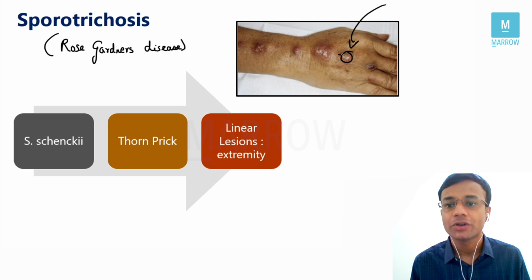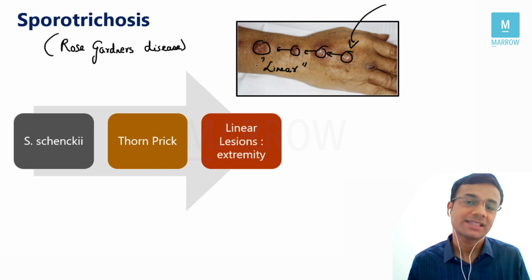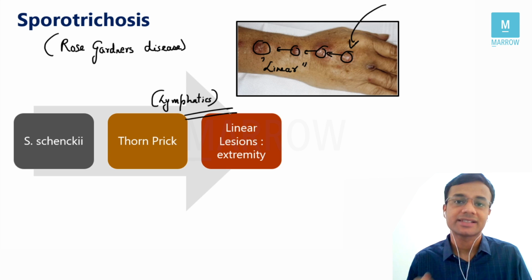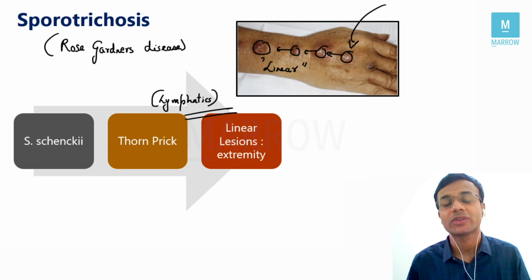It is going to produce nodulo-ulcerative lesions, which are going to be linear in distribution. That is because this organism is going to target the lymphatics of the upper extremity, resulting in the presence of linear nodules along the upper extremity.